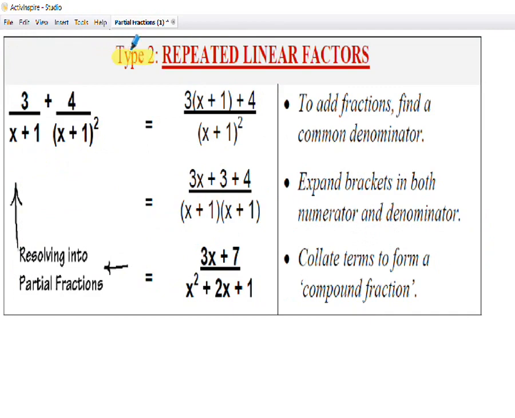Type 2 is a repeated linear factor, and such expressions include something like 3 over x plus 1 plus 4 over x plus 1 all squared. The squared is outside the bracket. This is classified as a repeated linear factor, and again in some cases we will need to have this common denominator, which would be x plus 1 all squared in this case, and again we need to factor up the numerators appropriately to make sure we don't affect the original fraction.